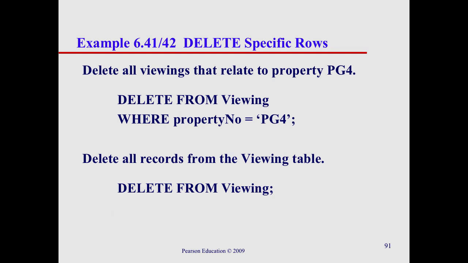Okay, you forget the where clause, it doesn't delete the relation, but it deletes every tuple in the relation. So the where clause, pretty darn important. So in this case, we are deleting from the viewing relation the property whose property number is PG4. And there at the bottom, you can see how to delete all records from a table. Probably don't ever want to execute that.